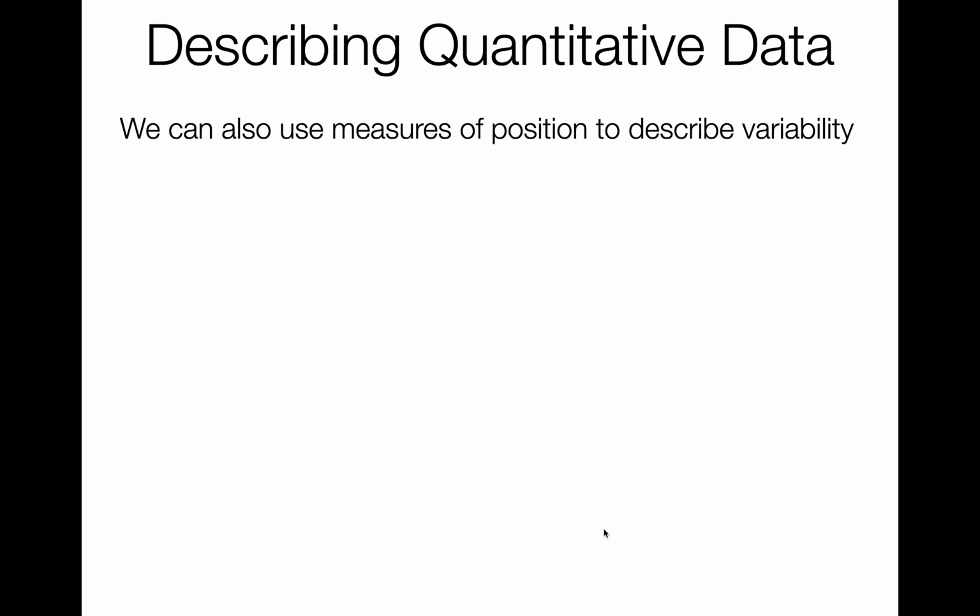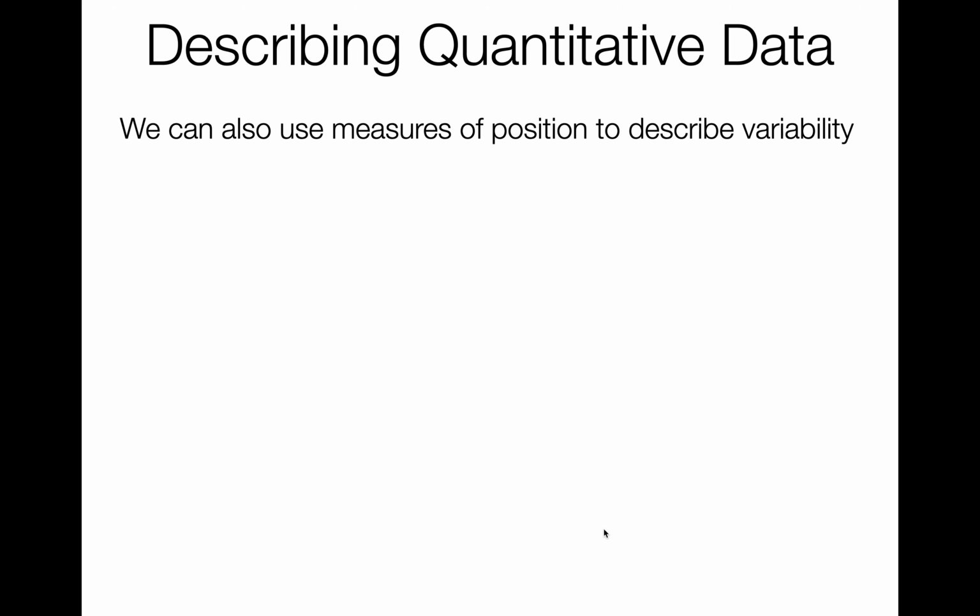Hello everyone. In this video we're going to finish up lesson 2, which talked about graphical and numerical summaries of data. And so we're going to end this by talking a little bit more about describing quantitative data. So we've talked about measures of center, shape. We've talked about the shape, the center, and the variability of our quantitative data. And the last thing that we can add, other than center and variability, is position, measures of position.